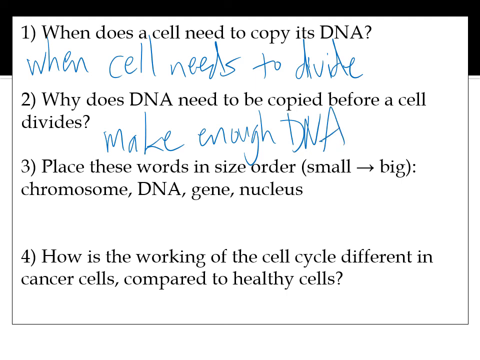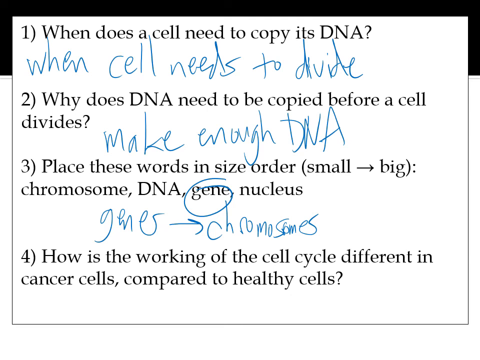For number 3, place these words in size order, smallest to biggest. Well, I know that genes are segments, little areas on chromosomes. And chromosomes are just those 46 smaller organizational units of DNA. So chromosomes are just how DNA is sort of broken up. And the DNA is inside of a nucleus. So a nucleus is a bigger structure. It holds the DNA. The DNA is divided up into chromosomes, and on each chromosome are typically a lot of different genes.